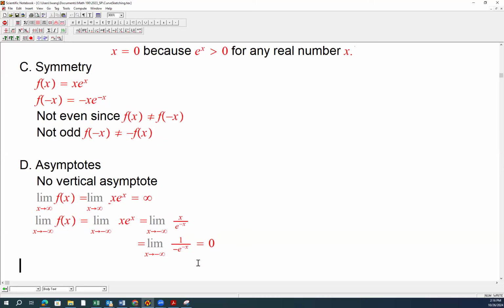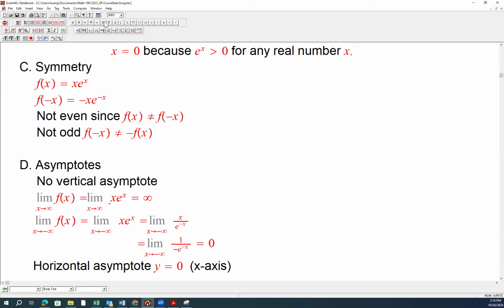So we have a horizontal asymptote, which is the x-axis, right? Because this is y equals 0. So we got a horizontal asymptote, which is going to be y equals 0. y equals 0 is really the x-axis. Okay, we got the asymptotes.